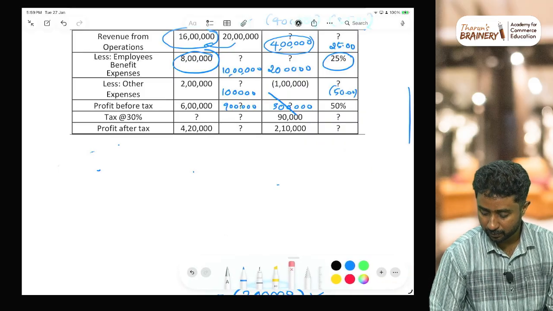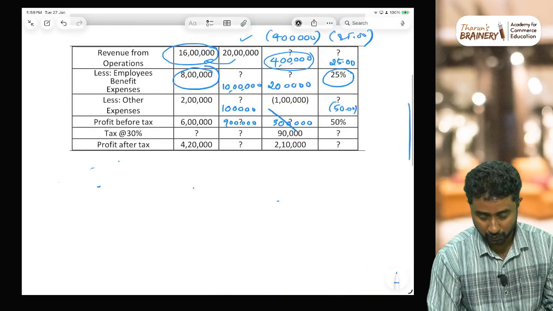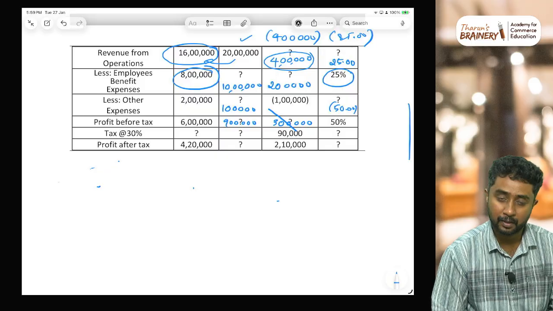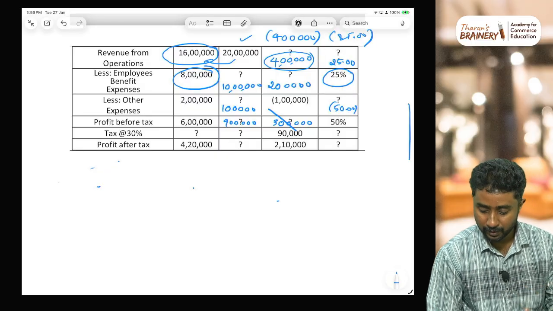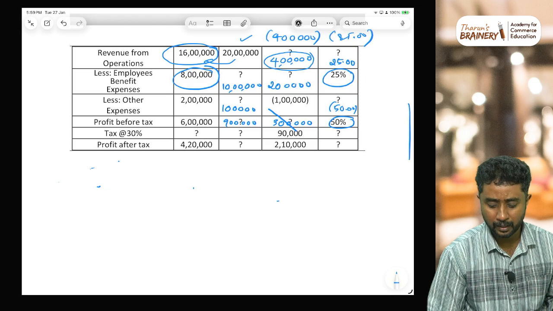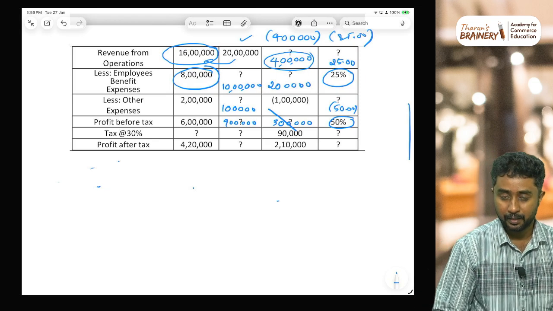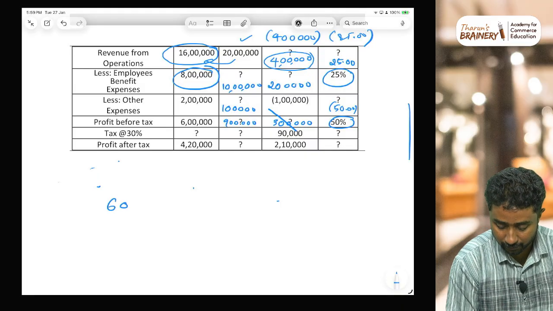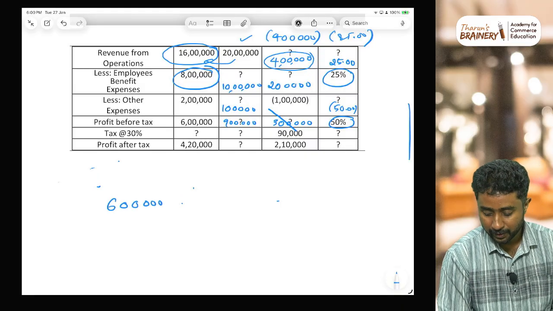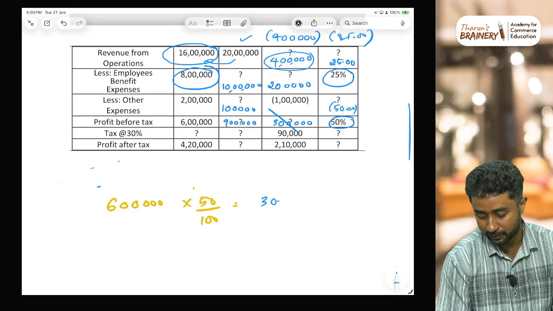Which is that method? If you don't know, or you want some other easy method, revenue from operations minus expenses will give us profit before tax. Is there any other method? As it is given 50 percentage here, we know that profit before tax has increased 50 percentage in the current year. Last year it was 6 lakhs, so a 50 percentage increase means 3 lakhs.